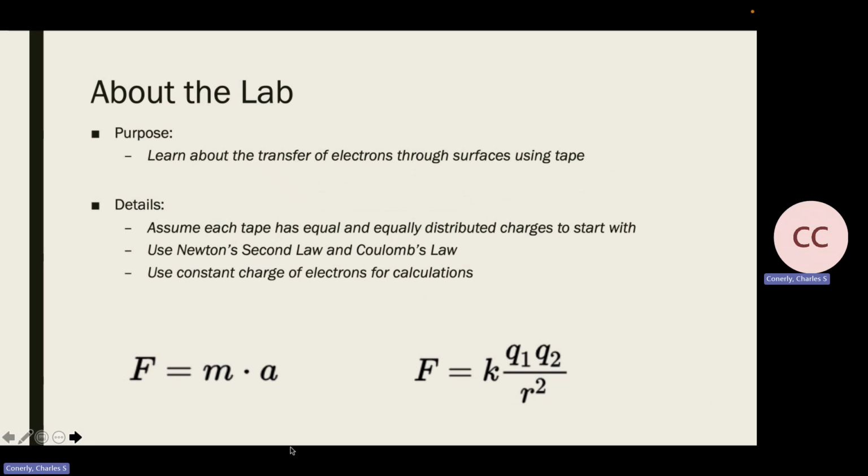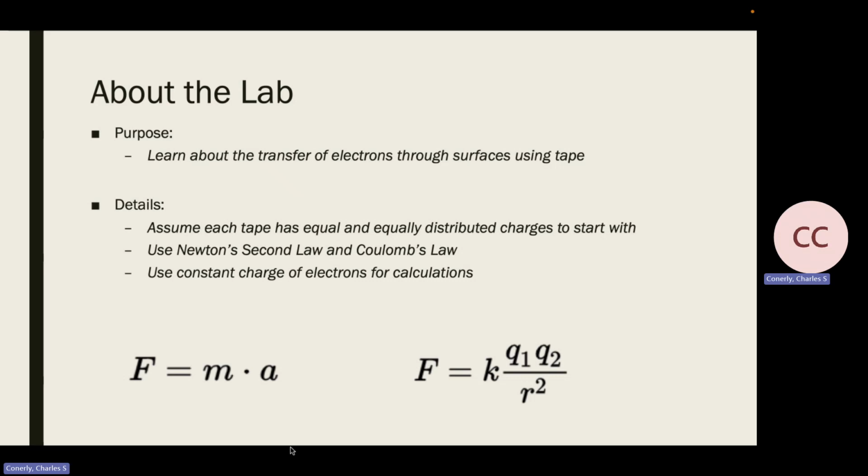So first we're going to talk a little bit about the lab. The purpose of this lab is to learn about the transfer of electrons through different surfaces, and we're going to be doing this through using tape. Some details about the lab. First, we're going to make an assumption. This assumption is each tape has equal and equally distributed charges to start with.